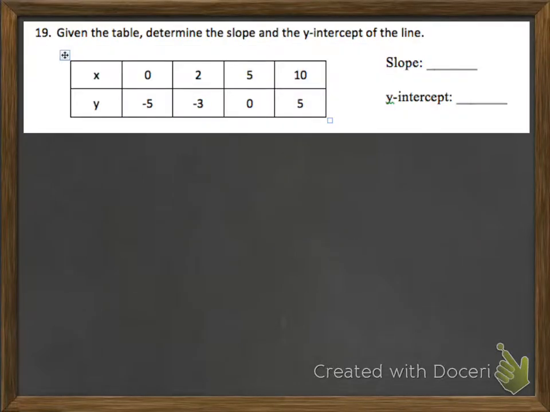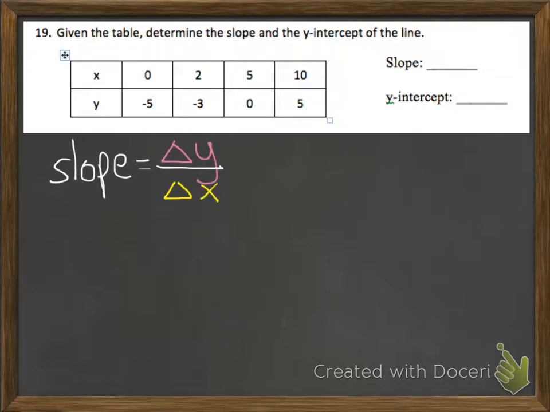In problem 19, we're given a table of values for x's and y's, and we want to determine the slope and the y-intercept of the line. Now remember, our slope is the change in y over the change in x. In our table, the bottom row is our y's, the top row is our x's. So when we're finding the change in y, we want to choose two of our y's and figure out what the difference is, what the change is.